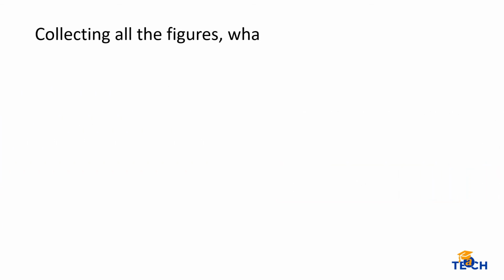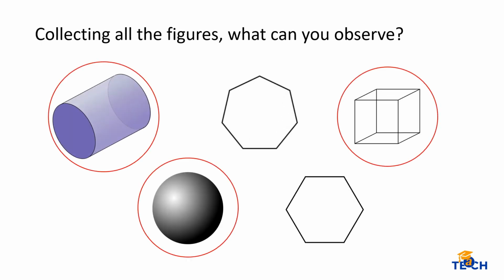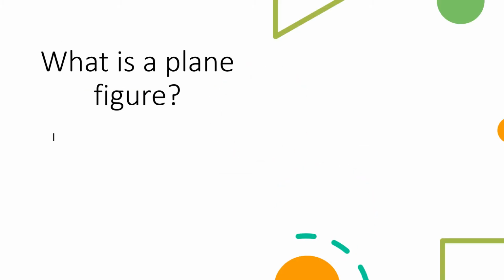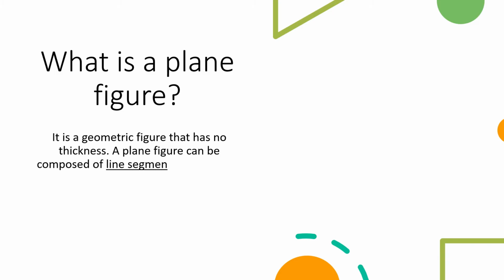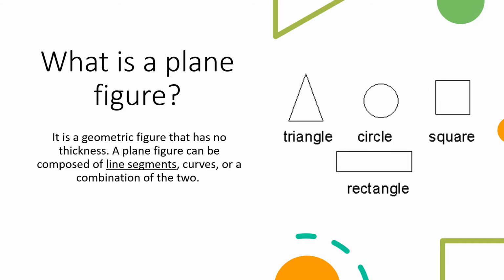Collecting all figures, what can you observe? There are three 3D shaped figures and two 2D shaped figures. Let us define both figures. So recalling your Mathematics 5, what is a plane figure? It is a geometric figure that has no thickness. A plane figure can be composed of segments, curves, or a combination of two. An example can be seen on the right side. We have here a triangle, circle, square, and a rectangle.